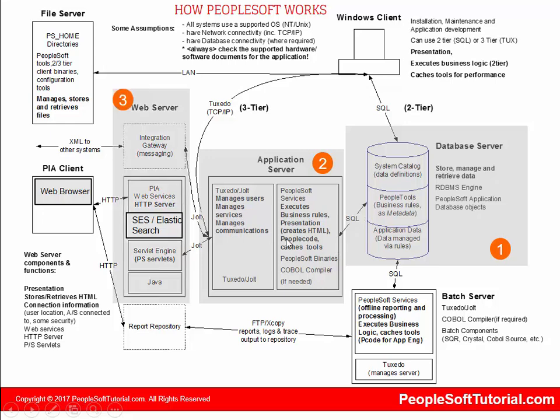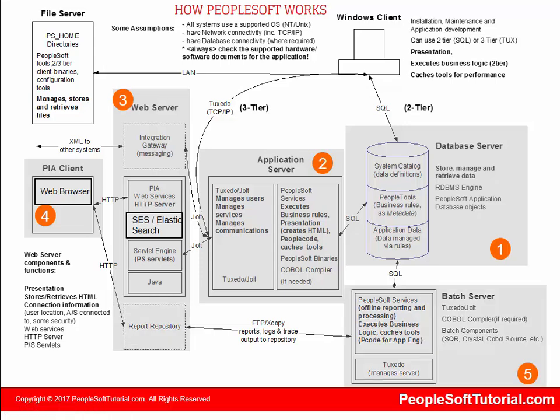Third layer is web server. Web server, also known as presentation layer, is responsible for web services providing HTTP requests. Web server also contains integration gateway, which is used for messaging, and it is also integrated with SES or Elasticsearch, which is used for search inside PeopleSoft. Next is web browser. Any user who wants to access the PeopleSoft application in n-tier mode will use a supported web browser, also known as PIA client. PIA client, being a web browser, will talk to web server using HTTP or HTTPS protocol.